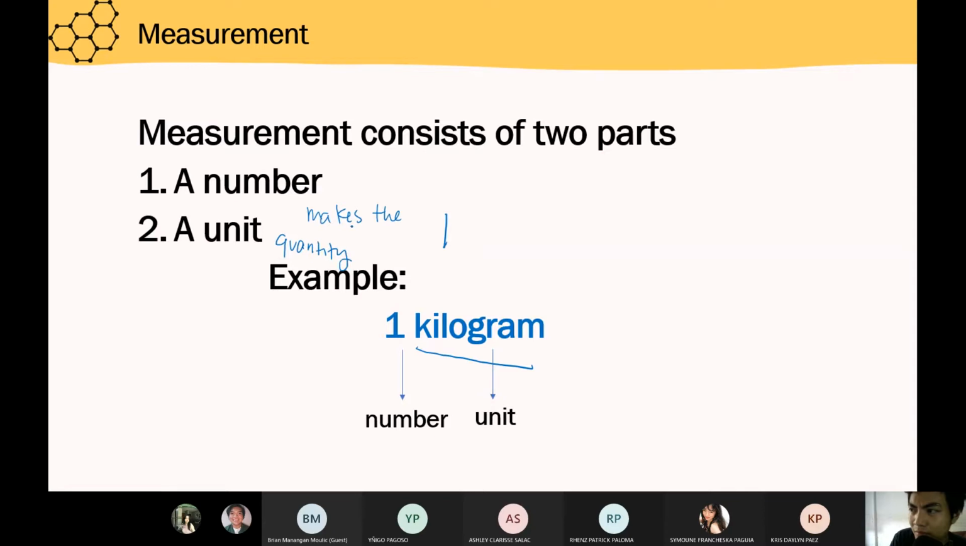So the unit makes the quantity in context. What do I mean by that? Say, 1. What is that 1? Is it 1 carabao, or 1 person, or 1 kilogram? The unit tells the context of what that number 1 is. So that's how we report measurements. We have a number that shows the extent, or the magnitude, of the quantity, or I mean of the unit. It tells what that number is.